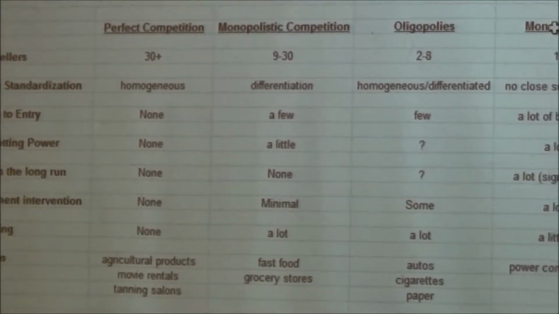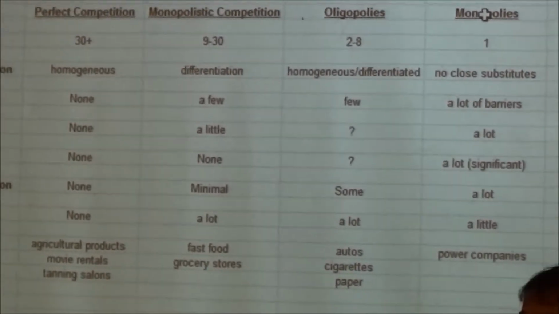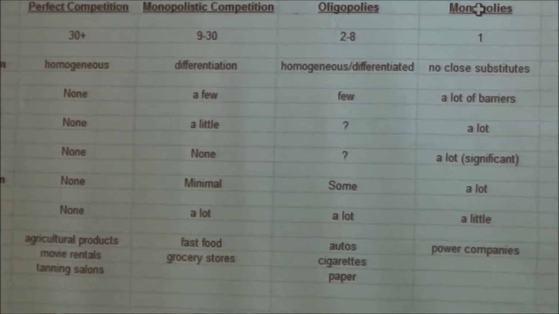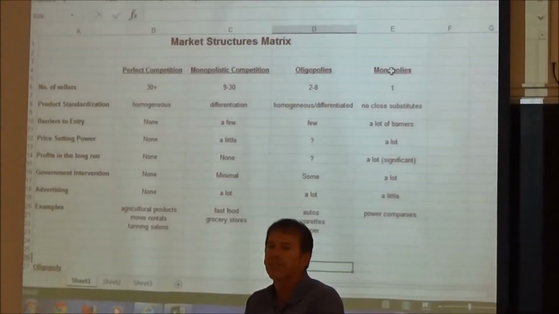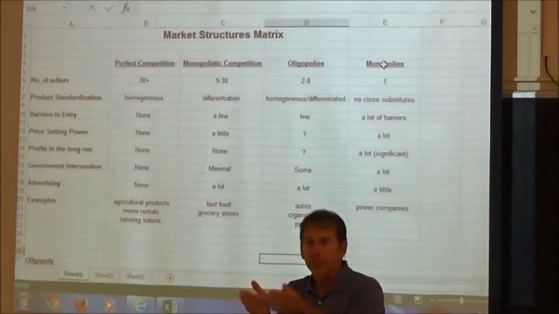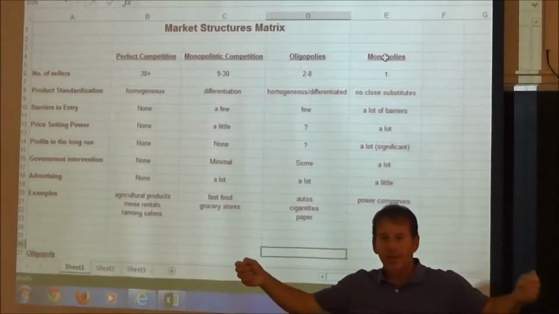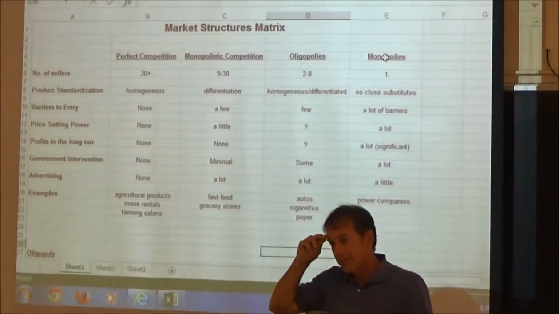It could be either a homogeneous product, which means it's the same, or it's a differentiated product, which means it has some sort of little difference or big difference between the two products, between the two goods, between Coke and Pepsi. Are they homogeneous or are they differentiated? So which one are they?